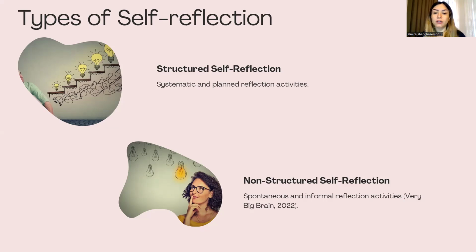Doing so, there are two types of self-reflection. One of them is structured, and the other one is non-structured. So as you can see, the structured one, as the name implies, is systematic and planned. But non-structured can be spontaneous, informal, and can be done in different atmospheres or conditions.